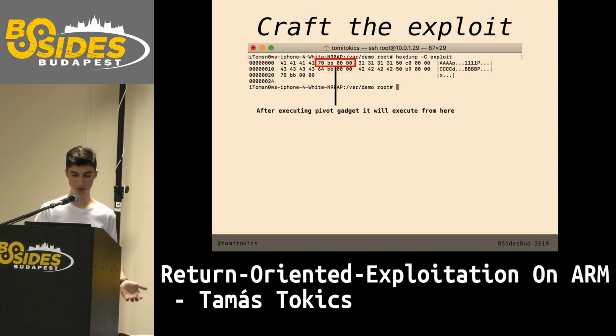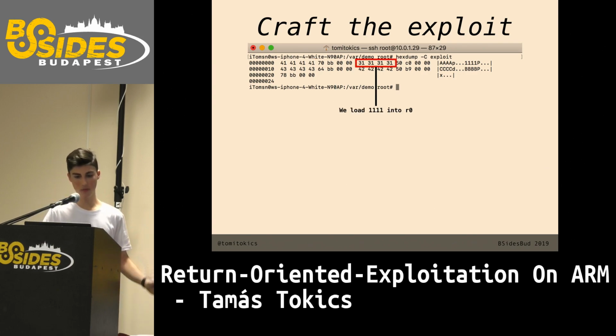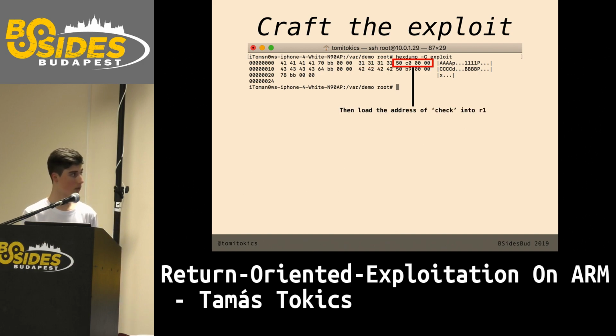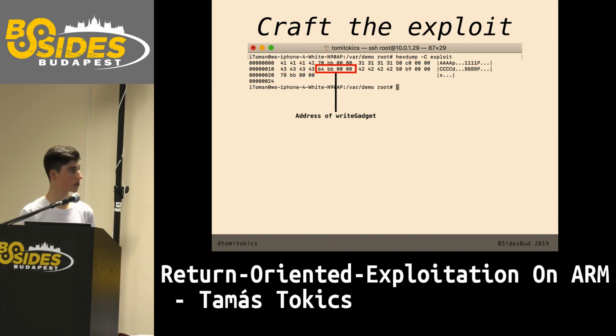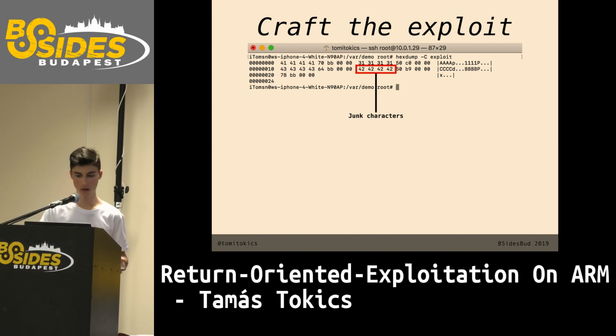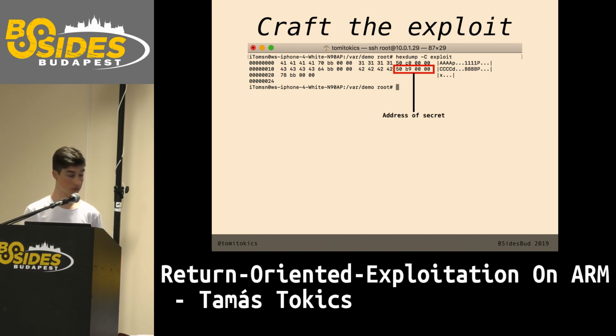After executing the pivot gadget, it will jump here, and this is the setup gadget. So this is the setup gadget address, and now we will load 111 into R0, and we will load the address of the check into R1. Now here are some junk characters, and here's the address of the write gadget. Again, here are some junk characters, and here's the address of the secret. So after executing this exploit, we can basically have full control over the program.